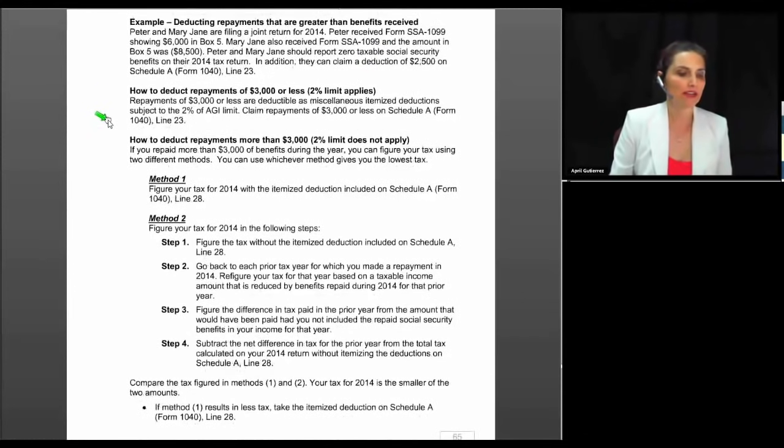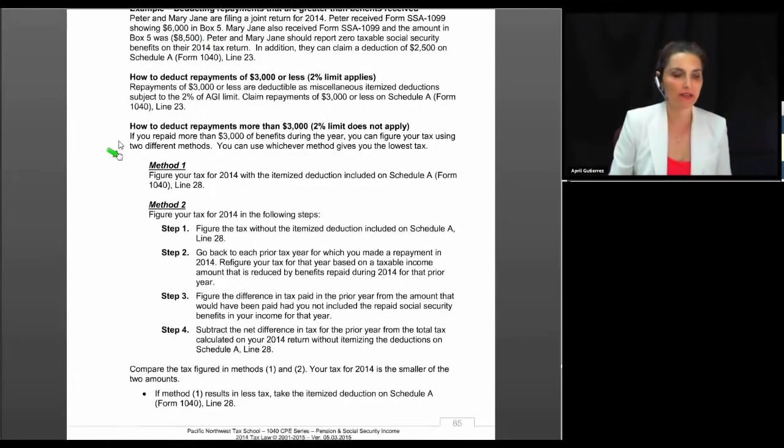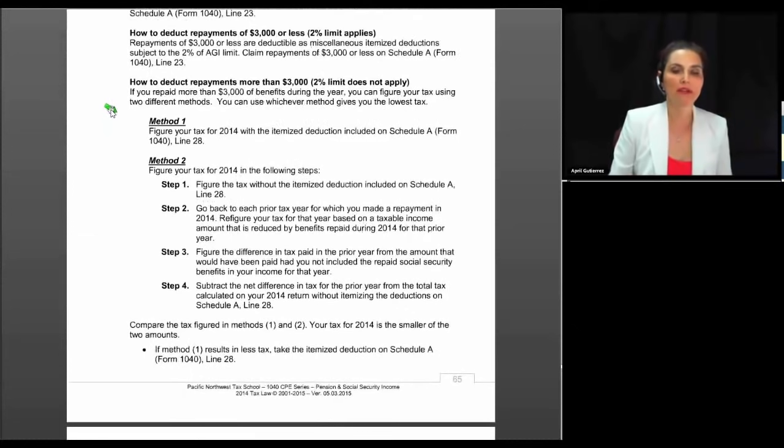So that's how to deduct payments of $3,000 or less. They're going to be subject to a 2% limit. So they're going to carry to line 23 of the 1040 and be subject to that 2% of AGI limit. But if the repayments are more than $3,000, then the 2% limit does not apply, and it is possible you could claim a credit instead.